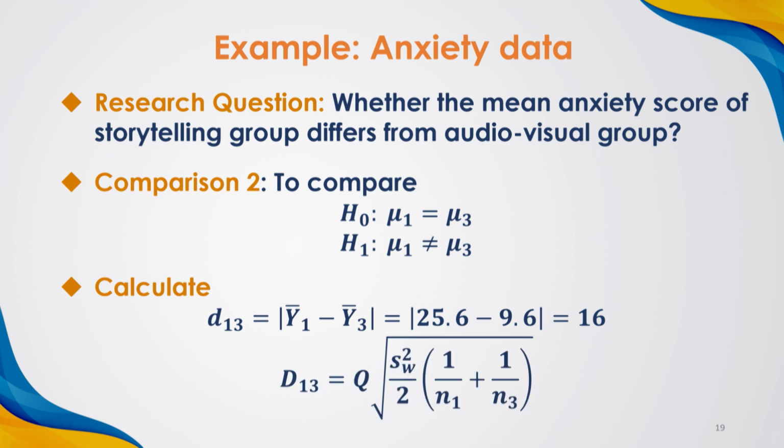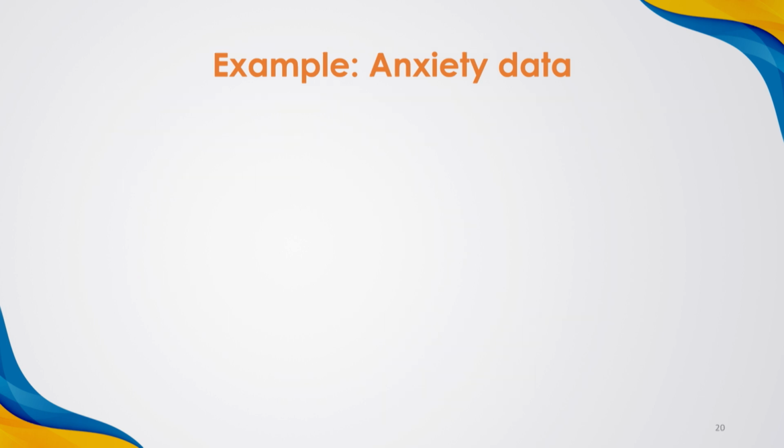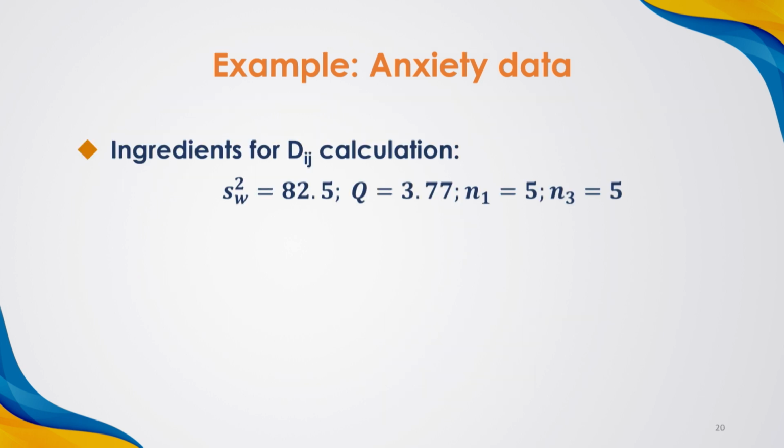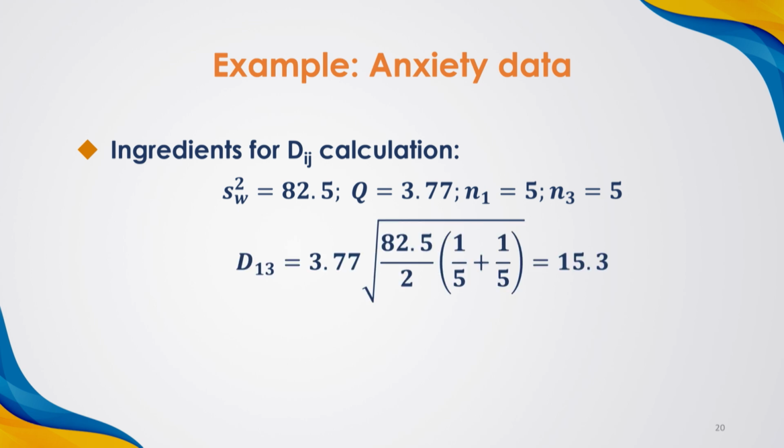We are going to calculate Dij, that is D13. Now our comparison is between 1 and 3, so we have written capital D13. Again the size of the first group and the size of the third group go into the calculation. Let us look at the ingredients of D13: SW square remains the same and Q remains the same, only the size is going to vary. N1 is equal to 5 and N3 is equal to 5. Based on this, we have computed D13, which is the critical value for Tukey's test, which is 15.3.